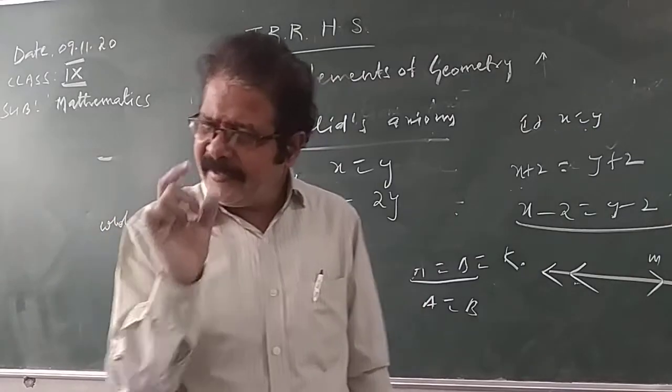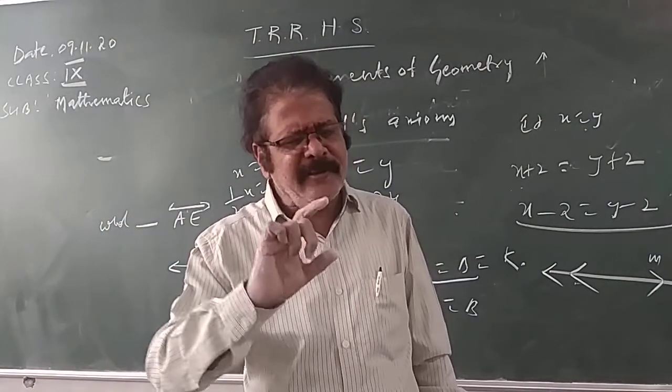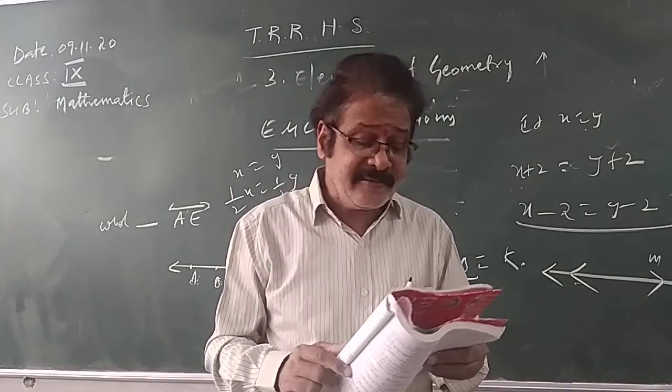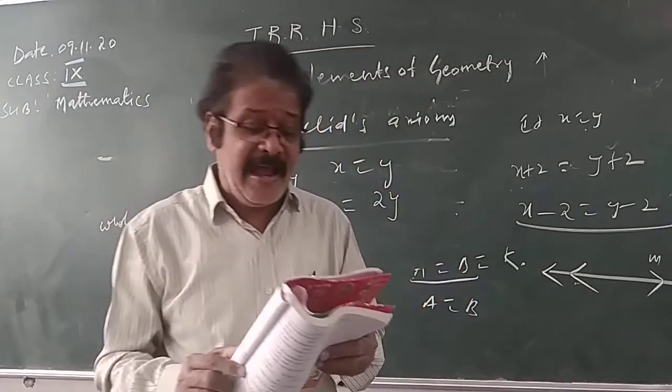So if you want to bring any change on one side, you should bring the same change on both sides, then they are equal. These 7 are the Euclid's axioms.